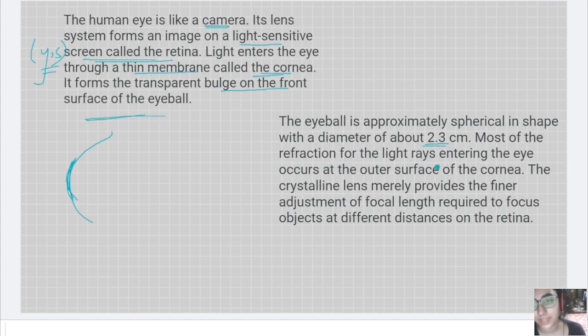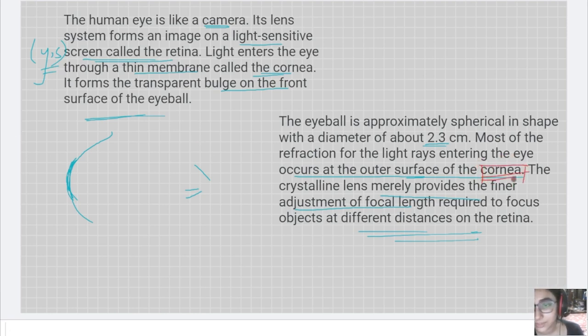Most of the refraction of the light rays entering the eye occurs at the outer surface of the cornea. So before it even reaches the aqueous humor, the cornea does all the refraction, which means it starts converging the light rays. The crystalline lens merely provides the finer adjustment of focal length required to focus objects at different distances on the retina. So the lens's job is not only to converge the light, because most of the converging is done by the cornea.